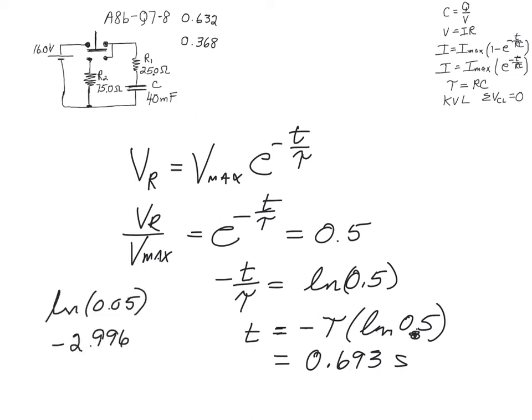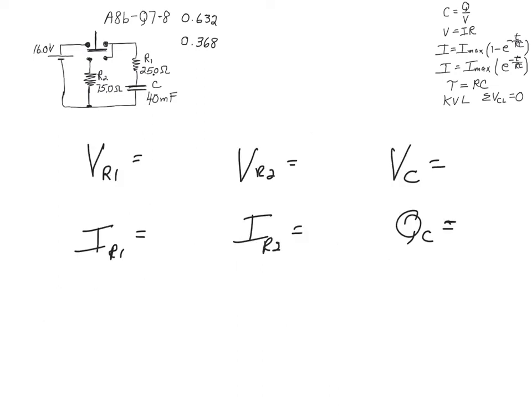Take the log of 0.05, since 95% discharge would be 5% remaining. And if we take the log of 0.05, we get negative, because of the negative sign, right, 2.99. So basically 3 time constants it takes to get 95% discharged or 95% charged. Okay, let's go back and finish the second part of the problem.